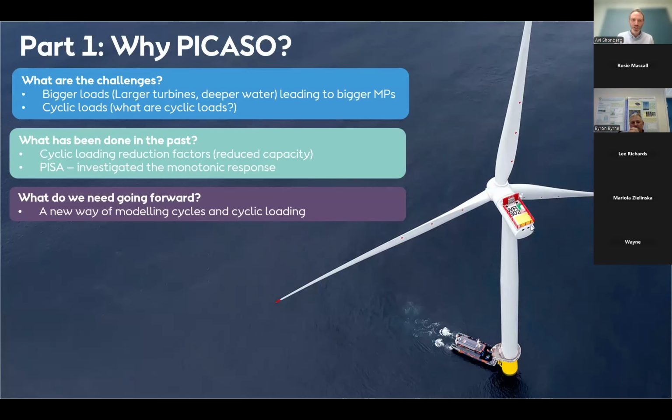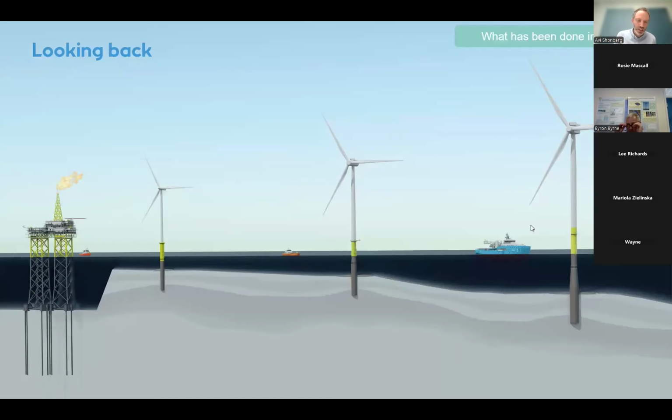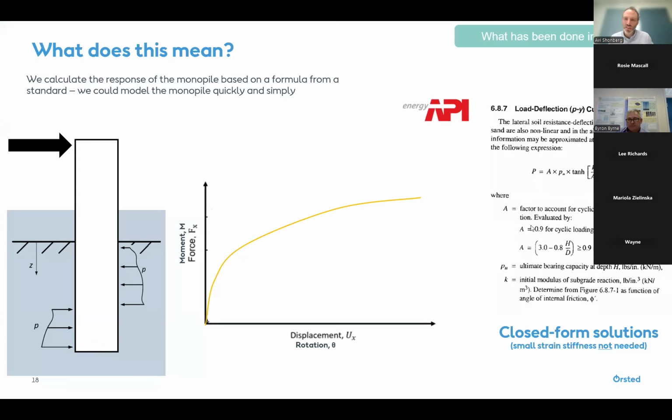So that's a bit of an introduction about where we're coming from and what cyclic loads are. So now let's look into what's been done in the past. And this all started out, that a lot of the design methodologies started from the oil and gas industry, as you can see here on the left, using what was called the API standards, the American Petroleum Institute. So the original designers for the offshore wind farms took those standards that existed for offshore design and said, let's use that to design these very simple monopiles.